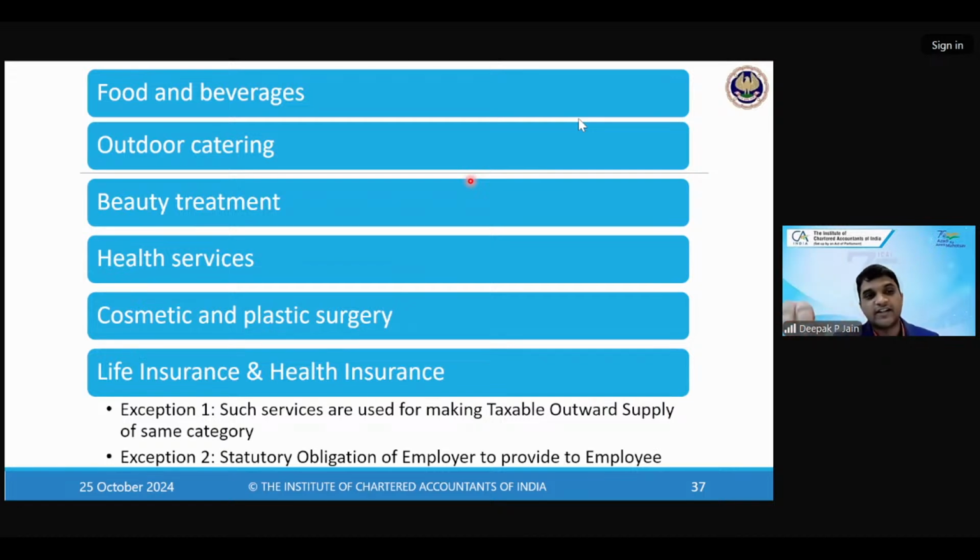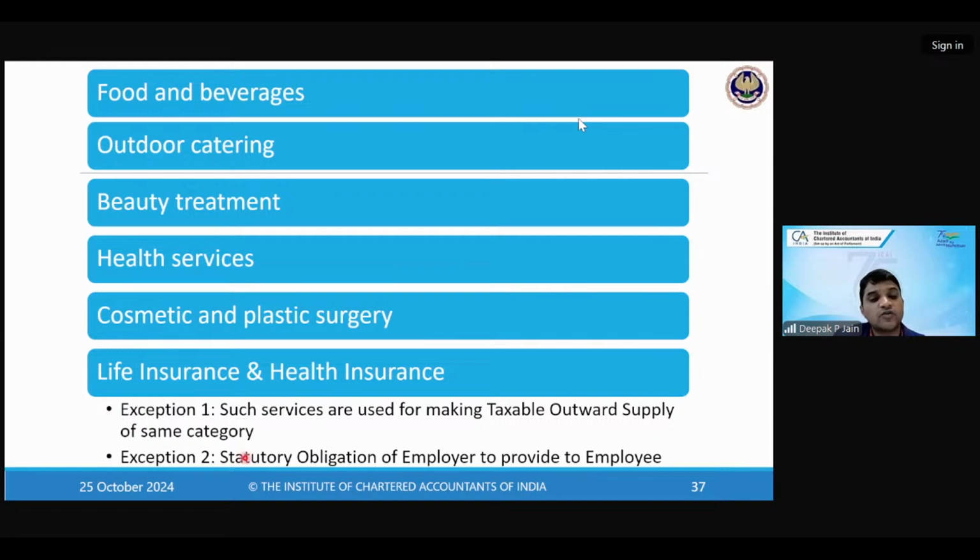And again, related to health, life insurance and health insurance, both credits will not be available. The exception is where such services are used for making taxable outward supply. For example, a life insurance company itself takes the services of another life insurance company and sells the life insurance policy. There they can claim it. But other than that, someone who is not in the same line of business, who is providing a different category of business, cannot claim it.